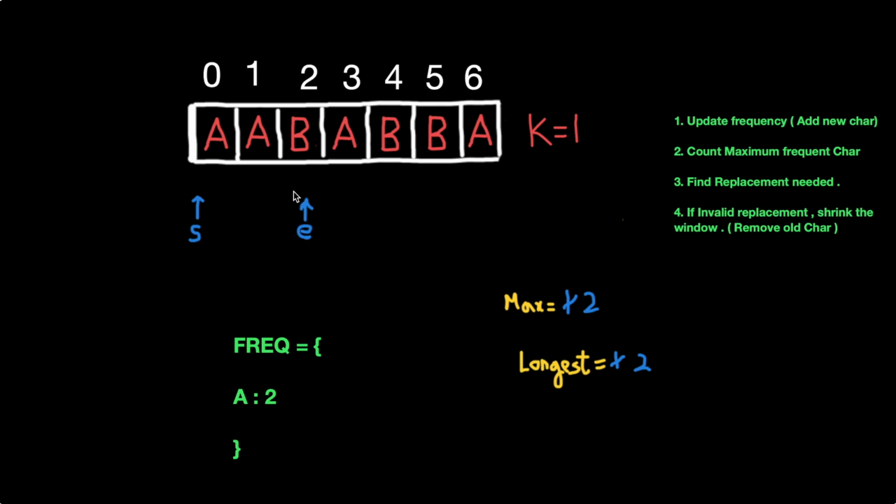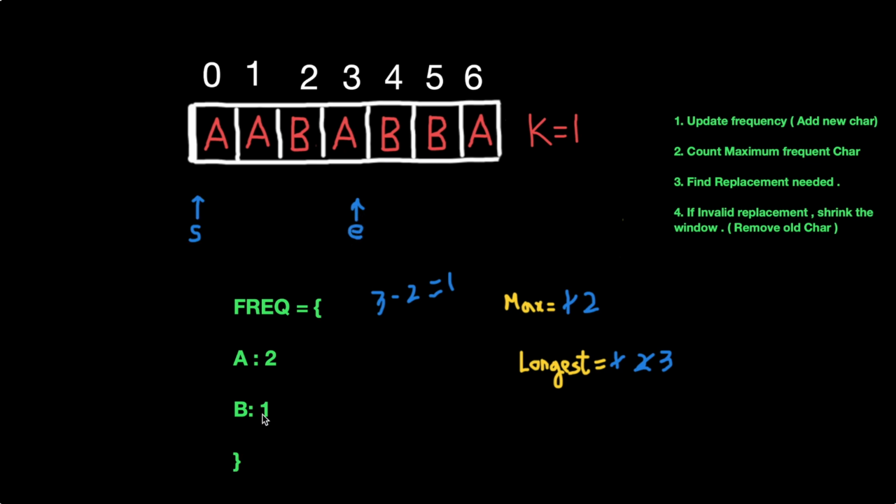In this, I'll update the frequency of the new character. The new character is B. So next I will count my maximum frequent character. The maximum frequent character is still A, that is 2, and I'll find whether the replacement is needed or not. In this case, my sliding window is of size 3, and 3 minus maximum character 2 is 1, right? This 1 is still less than or equal to 1, so it is a valid one. So I don't have to check this, and my longest now becomes the size of the sliding window, that is 3.